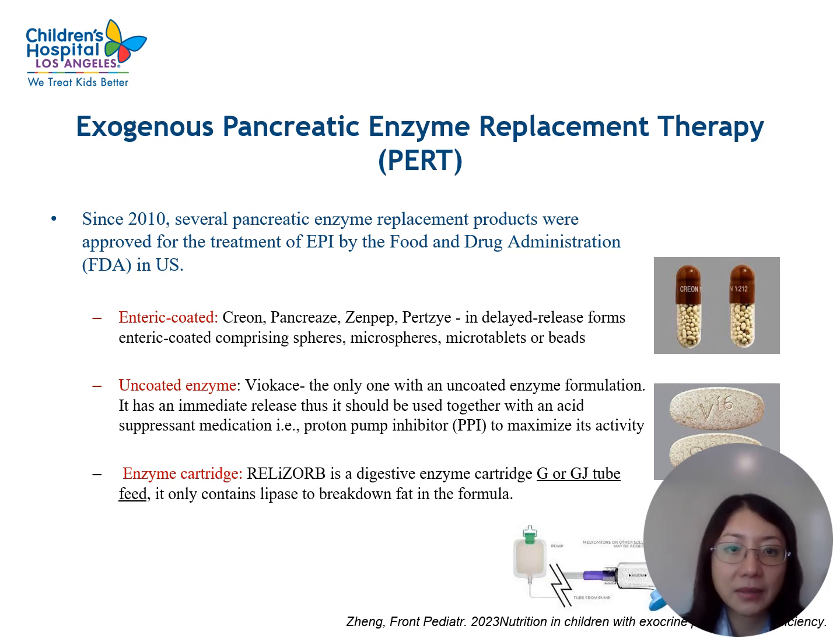And the third type is the enzyme cartridge, Relizorb. This one is a digestive enzyme designed for patients on tube feeding, including G or GJ tube feeding. You connect the cartridge with the feeding tube so the formula can mix with the enzyme and start the digestion. We also need to point out for Relizorb, lipase is the only enzyme in the cartridge. It doesn't have other digestive enzymes.